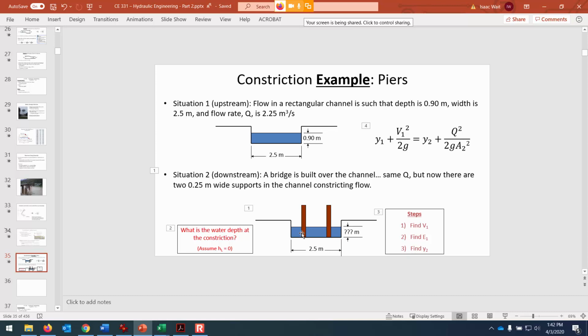And so what that means is that the depth at the constriction, at location 2, the depth decreases, and so the velocity had to have increased to make that happen. So the way that continuity is honored, that flow in equals flow out, is just that the velocity at location 2 is greater than it was prior to the constriction being put into place.